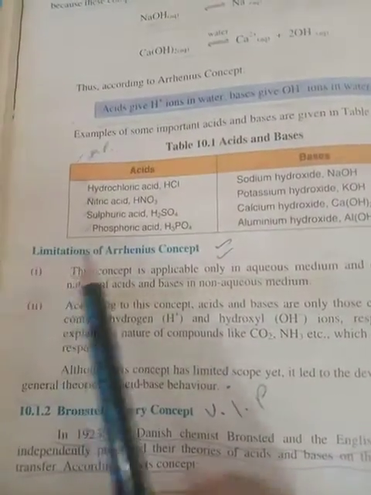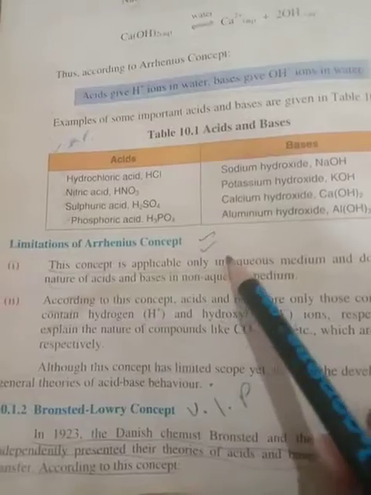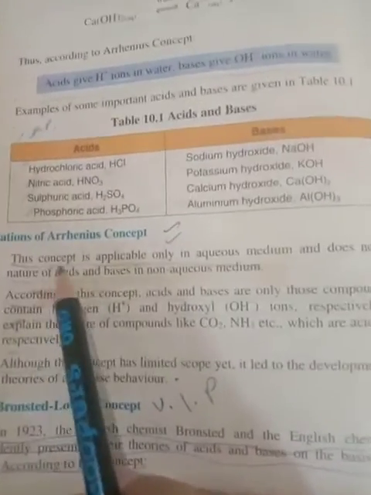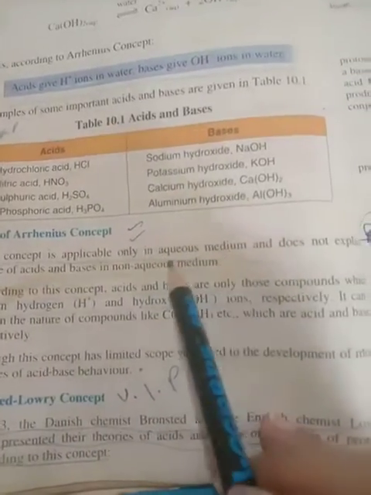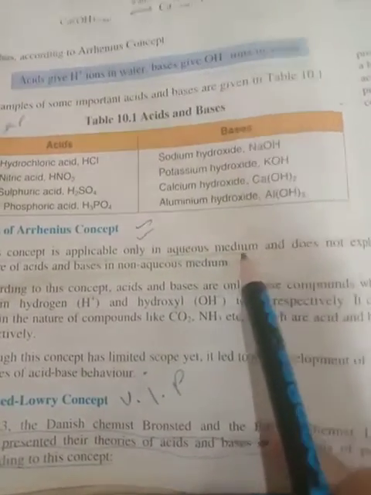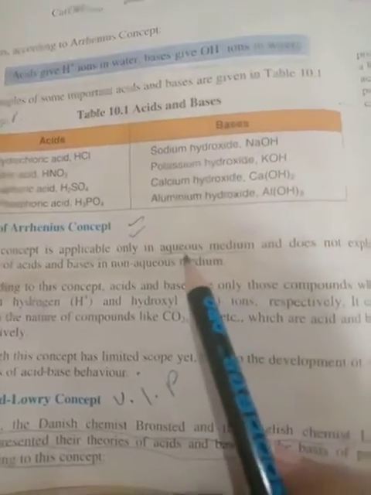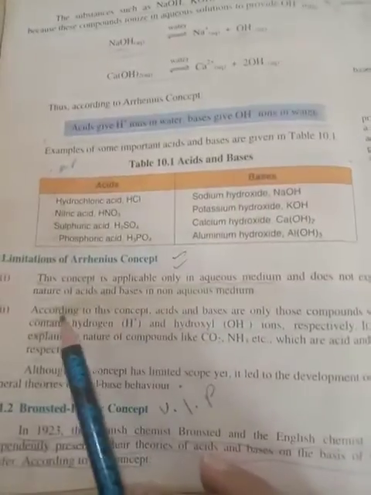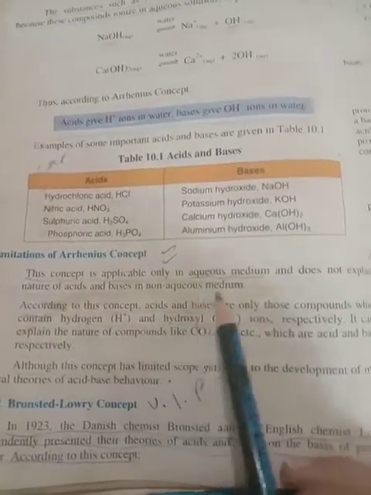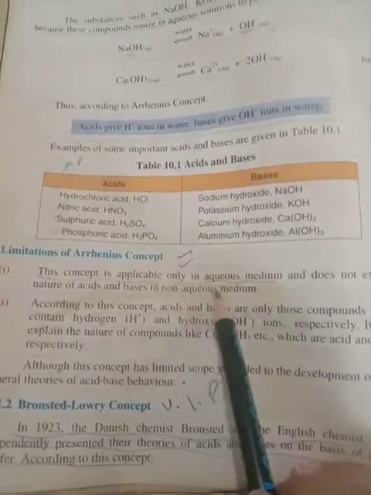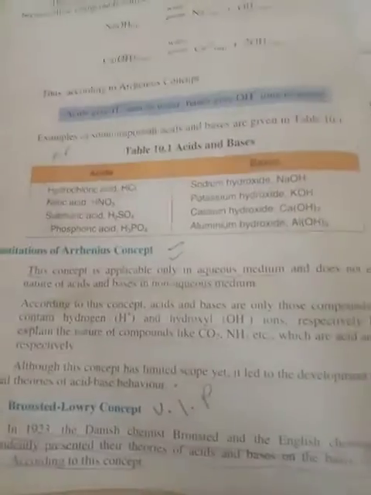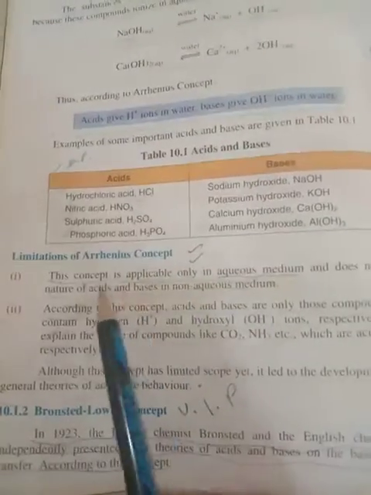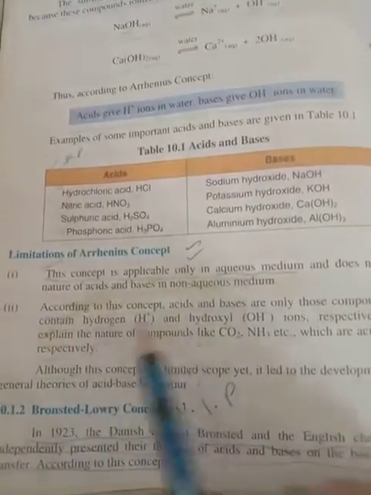Some are the limitations of the Arrhenius concept, things which were not delivered by Arrhenius. This concept is applicable only in aqueous medium. You can't apply this concept to any other medium. Water is necessary for this concept and it doesn't explain the nature of acid and base in a non-aqueous medium. If there is a non-aqueous medium, there is no water present, then how will acid and base react? That thing was not discussed in the Arrhenius concept. That was the limitation of that concept.